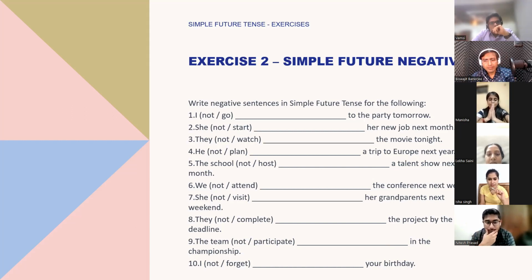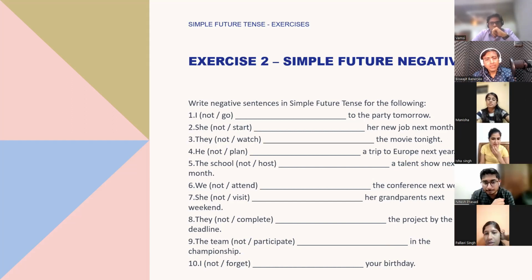They shall not complete the project by the deadline. Correct. Nitesh, the team dash in the championship. The team will not participate in the championship. Correct. Pallavi, I dash your birthday. I will not forget your birthday. Perfect. Well done. All right.